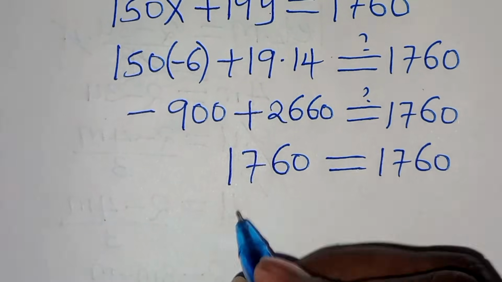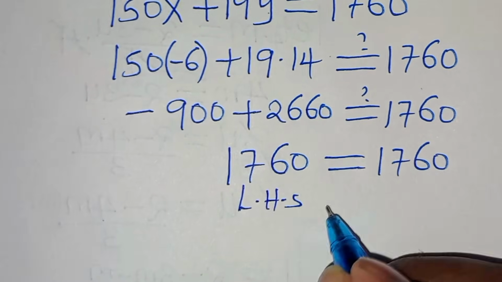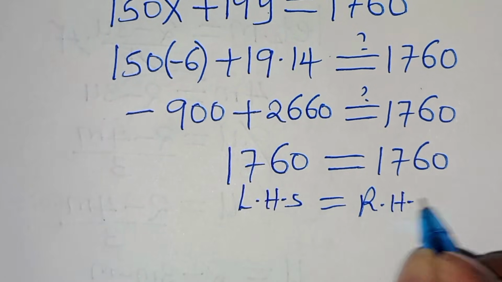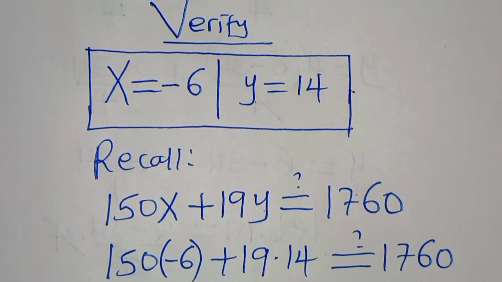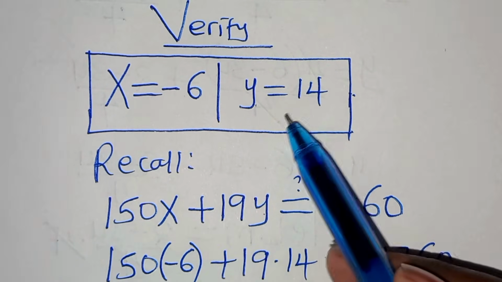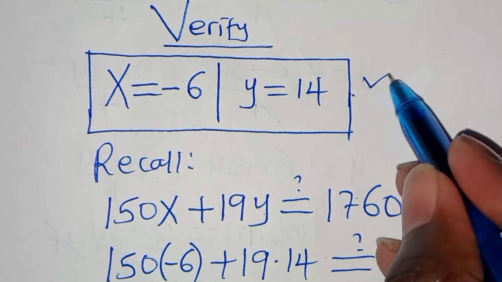So this implies that the left hand side is equal to the right hand side. And this implies that the value of x, which is equal to minus 6, and y, which is 14, actually satisfy the equation.